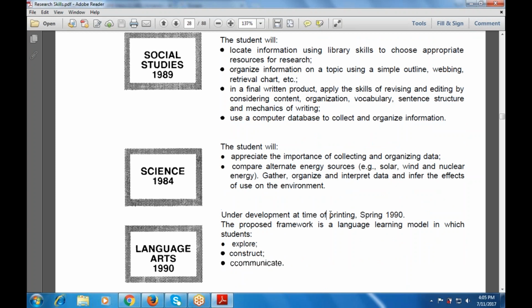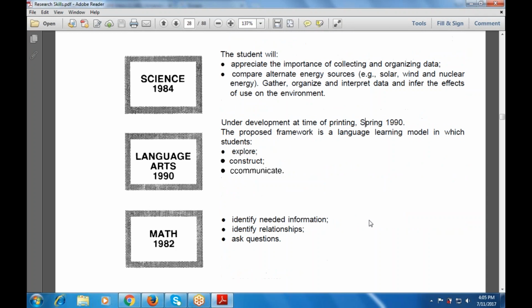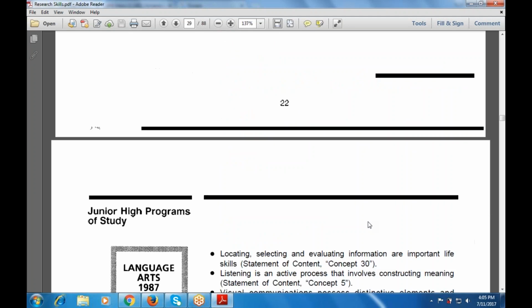Next, under development at the time of printing, Spring 1990, the proposed framework is a language learning model in which the students will explore, construct, and communicate. Then identify the needed information, identify the relationships, then ask questions. What are the various questions that will be defined and used to identify the relevant information?